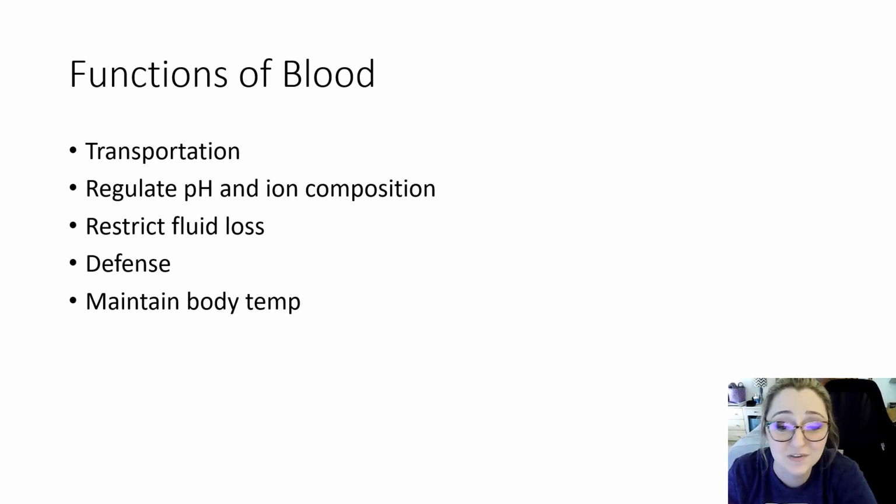So let's start with the function of blood. We've talked about it before. In the circulatory system, one of our main functions is going to be transportation. From there, transportation can include oxygen, water, medication, carbon dioxide, waste removal, transportation of a lot of things, honestly. One of the other functions is to regulate your pH balance and ion composition, to restrict fluid loss, to act as a defense, so think of your immune system and white blood cells, and to maintain your body temperature.